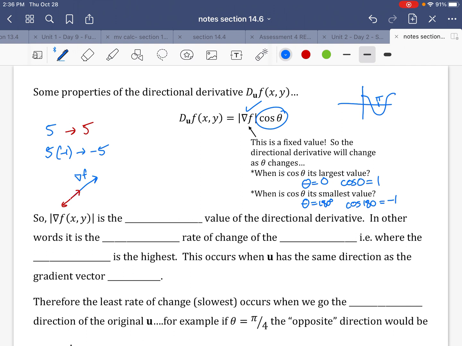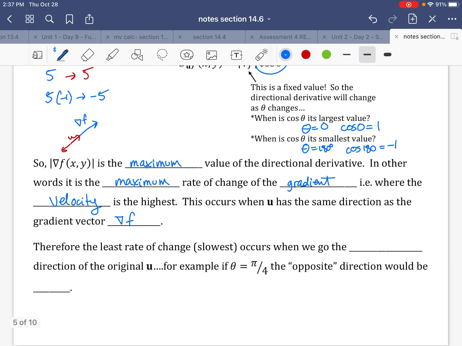All right, so here we go. The magnitude of del f is the maximum value of the directional derivative. So in other words, it is the maximum rate of change of the gradient. So in other words, where the velocity is the highest. This occurs when u has the same direction as the gradient vector, which is del f, okay?